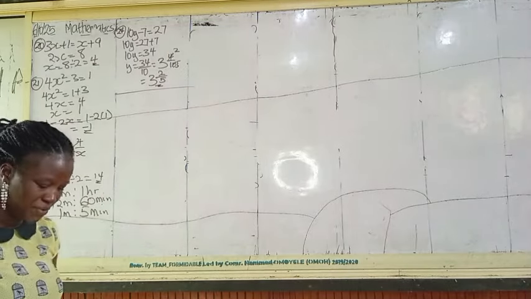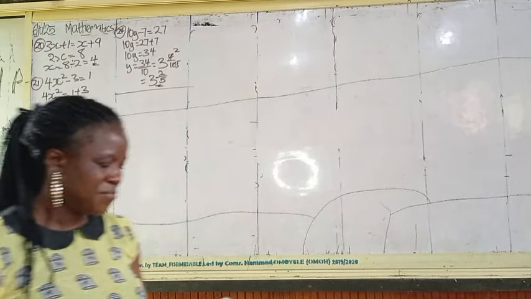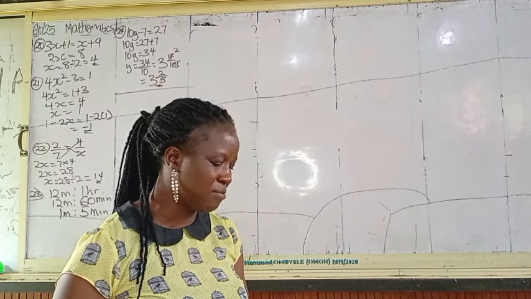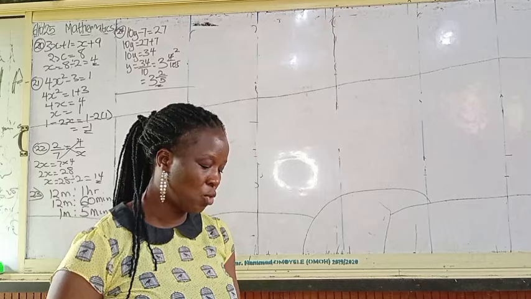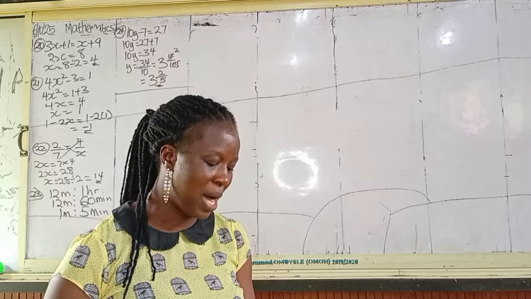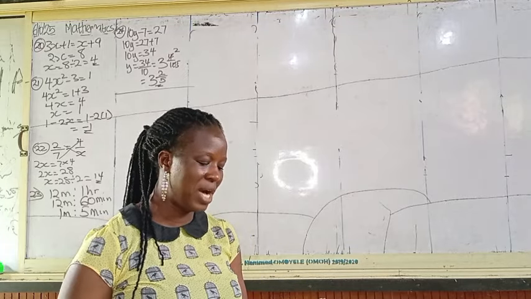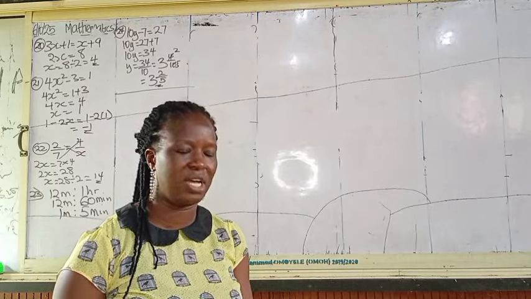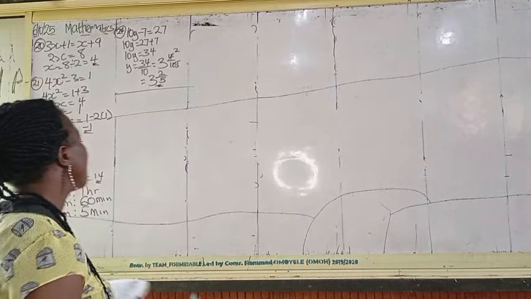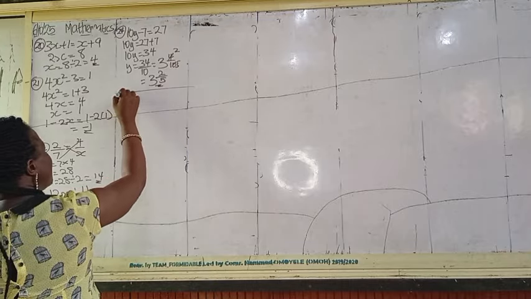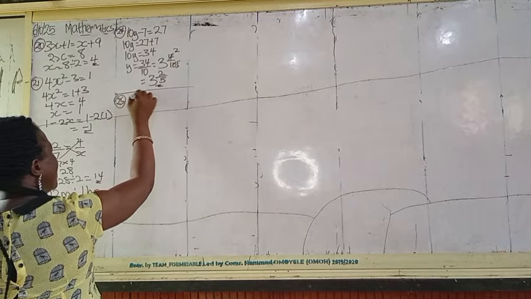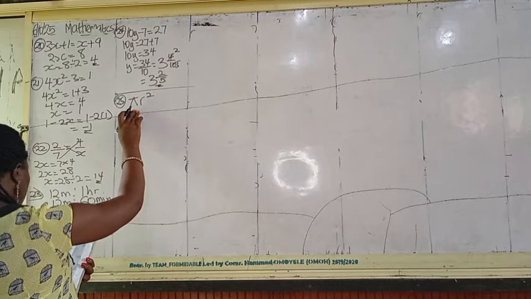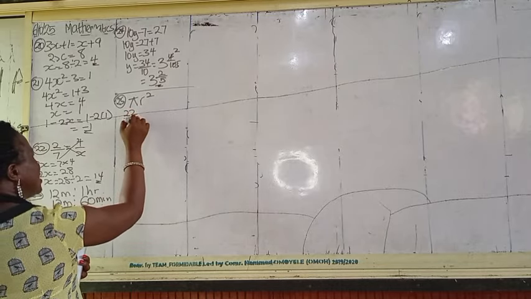To number 25 question now. Find the area of the circle whose radius is 7 centimeters. And we are told from the question to take our pi to be 22 over 7. So the first question here is, what is the formula for area of a circle? That is pi r squared. Number 25, the formula there is pi r squared. We are told to use our pi to be what? 22 over 7.